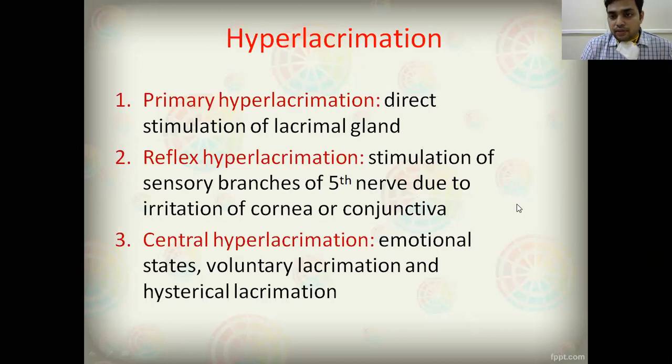First one is primary, where the lacrimal gland is involved. Second one is reflex hyperlacrimation, where there is an increase in stimulation of the fifth nerve because of irritation of the cornea. In cases of conjunctivitis or corneal ulcer, there is increased sensation of the fifth cranial nerve, thereby leading to reflex hyperlacrimation. Any inflammatory condition of the cornea and conjunctiva leads to reflex hyperlacrimation. And in central hyperlacrimation, the CNS is involved. This is seen in emotional states, voluntary lacrimation and hysterical lacrimation.